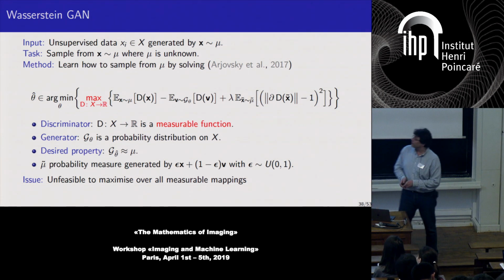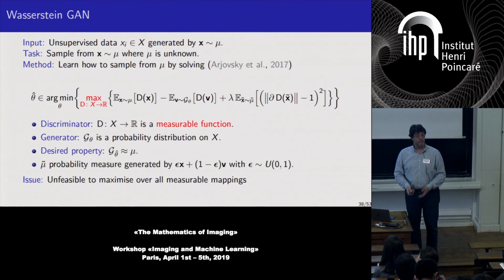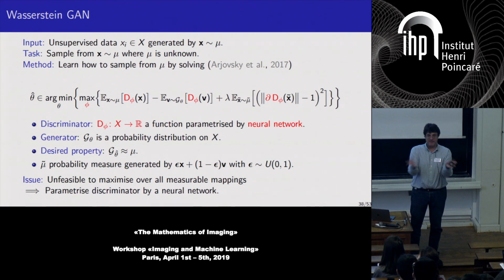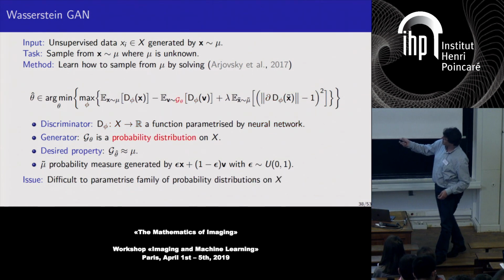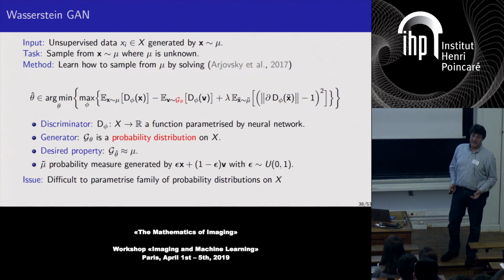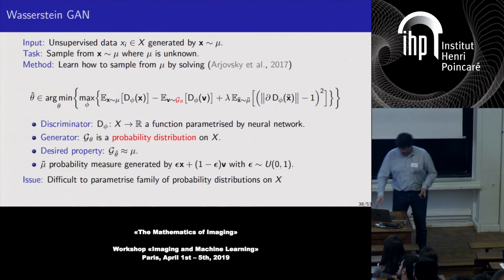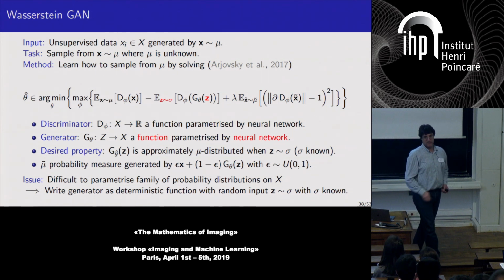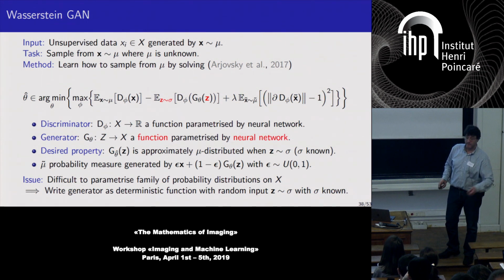But this is still unfeasible because you're really maximizing over all measurable functions here. Of course, now you put in a deep neural network instead, which is a parameterization that is computationally feasible. But we are still not done, because this generator is also hard to work with, since it's a parameterized family of probability distributions. Yet again, something that's hard to work with in a computer, at least to my knowledge. So what you do is write this as a deterministic function with a random input, where this input z has a known probability distribution from which you can sample quickly.